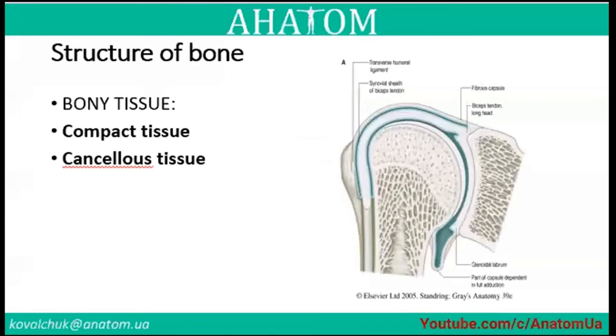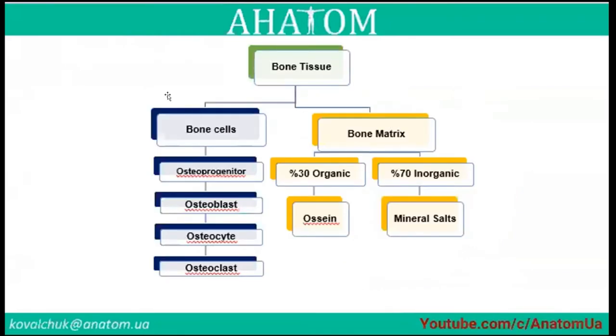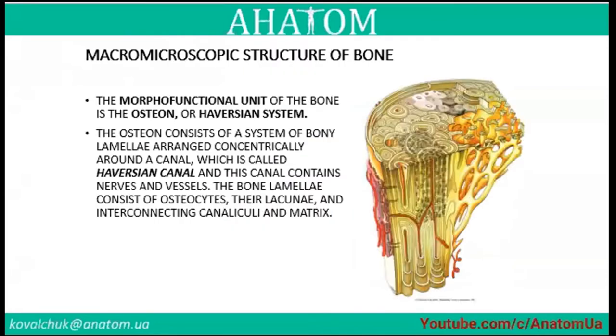In the microscope, structure of bones: bony tissue, compact tissue, and cancellous tissue. Next, bony tissue: bone cells, which are osteoblasts, osteocytes, and osteoclasts, and bone matrix, which consists of organic and inorganic parts, 30% organic and 70% inorganic. It's important for understanding some functions and some structure of bones.